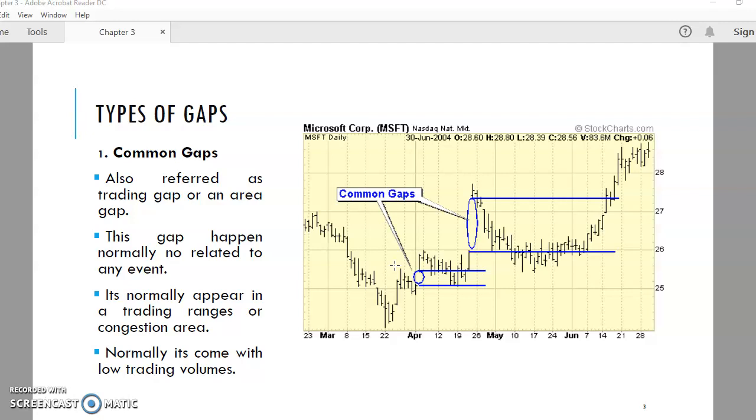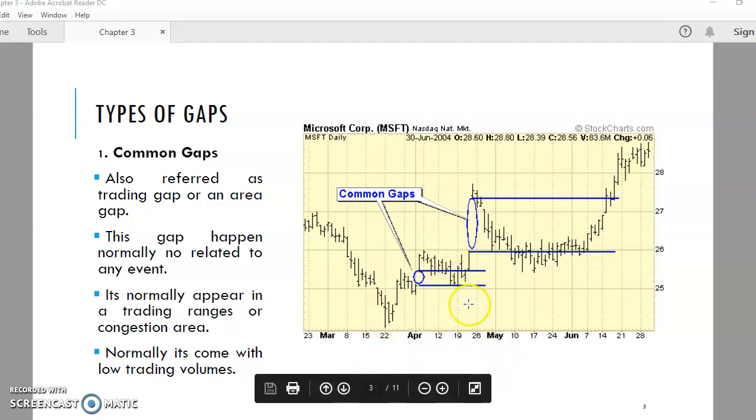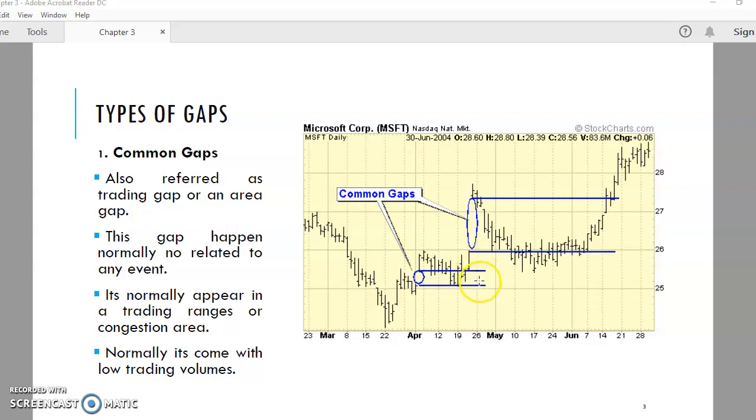Furthermore, this type of common gap is not supported by trading volume. As we know, any movement without trading volume may not be as strong as another movement that is supported by high trading volume. For example, in this common gap, if you can see, what happened here is a gap up. Why do I call it a gap up? Because this is the previous day, and when the market opened the next day, it opened high and closed higher.